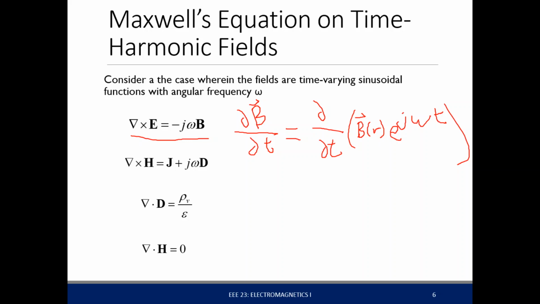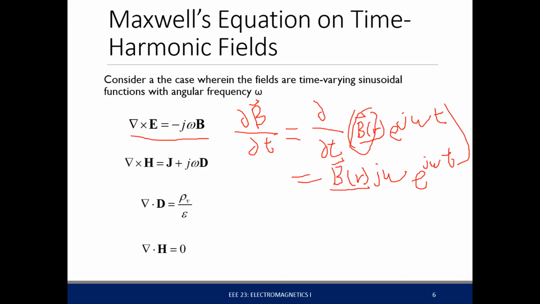Okay? This B of R is the complex phasor form of your magnetic flux density. If you take the derivative, this is just dependent on space, so it will be factored out of your differential operator. Okay, so that's B of R. And the derivative of this is j omega e raised to j omega t.